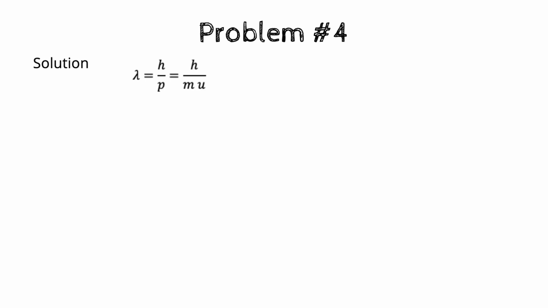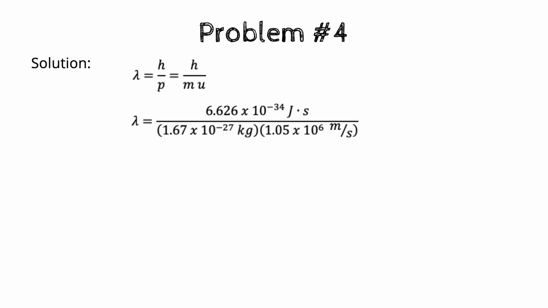For this one, we will use the de Broglie wavelength expression. Lambda equals Planck's constant h over the momentum of the proton p, where p is mass times speed of the proton. Plugging in, we have h, 6.626 times 10 to the negative 34 joule-second, over m, 1.67 times 10 to the negative 27 kilogram, times v, 1.05 times 10 to the power of 6 meters per second.